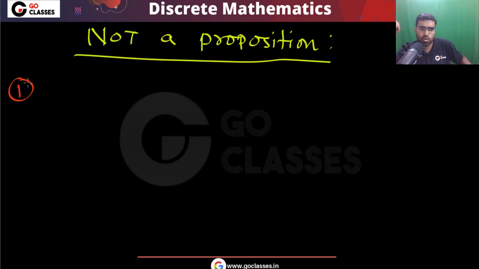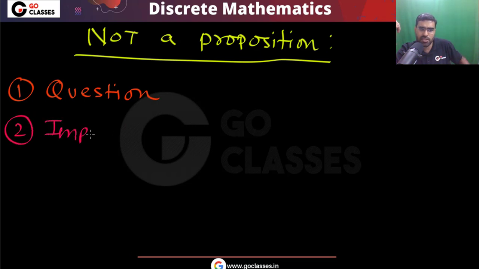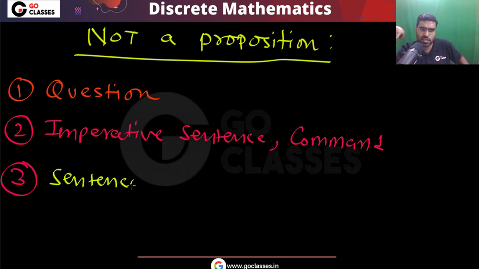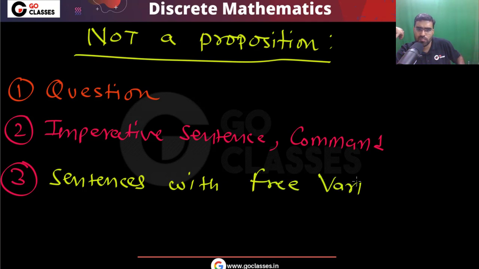One is, questions are not propositions. The reason is, a question is not a declarative sentence. Similarly, an imperative sentence, or you can say a command, is not a proposition. Third, sentences with free variables, if there is a free variable, these are also not propositions.